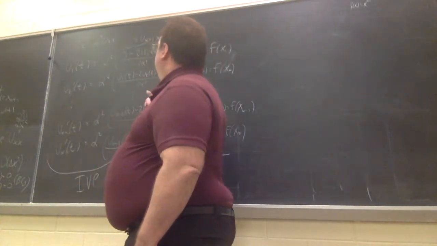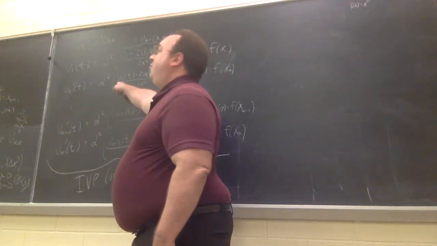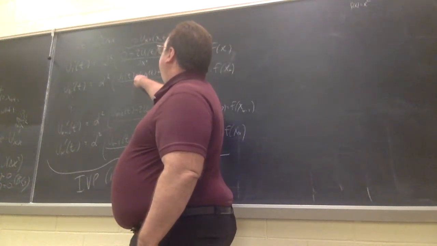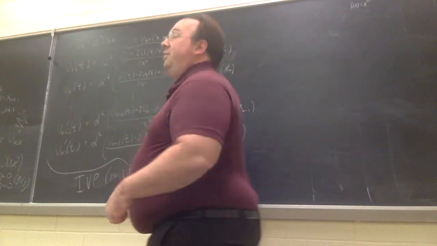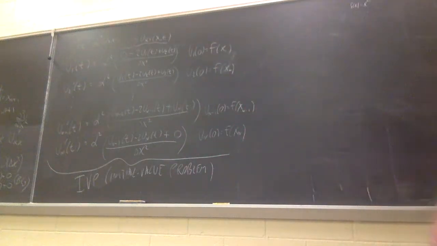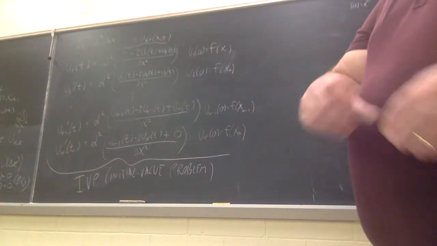So u2 prime is a constant times u1 plus another constant times u2, another constant times u3. And the same applies for all the other equations. So what that means is I can describe this system of ODEs in matrix vector form. I just need to introduce the right notation for that.